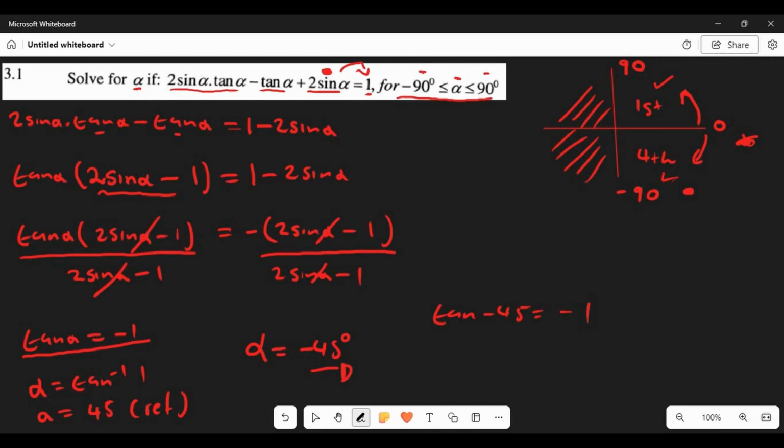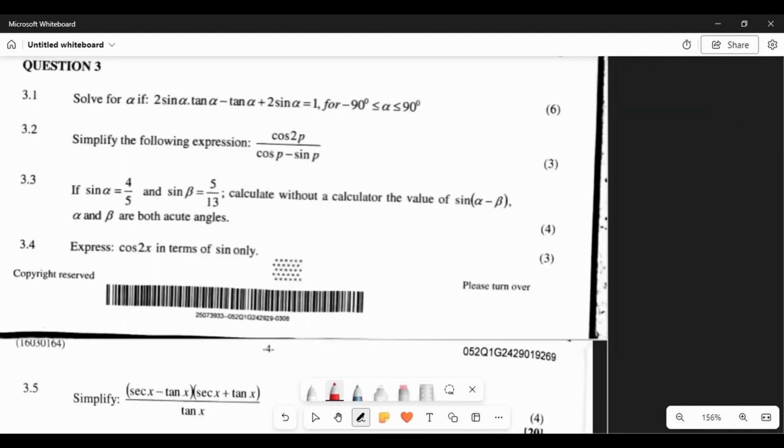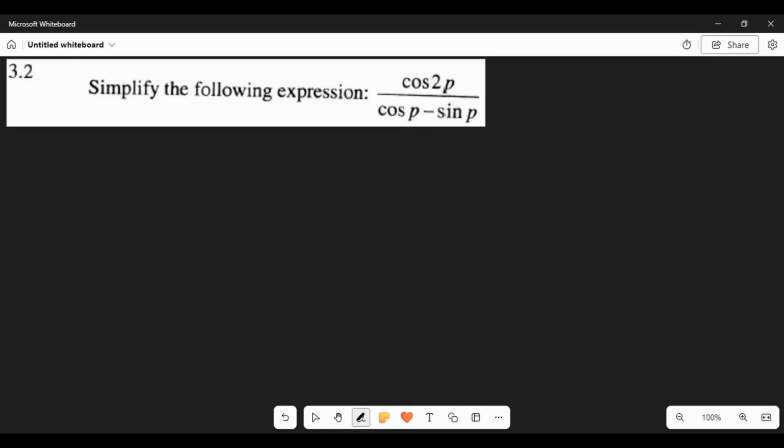Alright guys, so we are done with 3.1. How about we do 3.2? Alright guys, let's look at 3.2. As you can see, in 3.2 they want us to simplify the following expression that you see here. So I'm just going to copy this question and paste it somewhere where there is a space. Alright, let's look at 3.2 and let's simplify this expression that you see here.